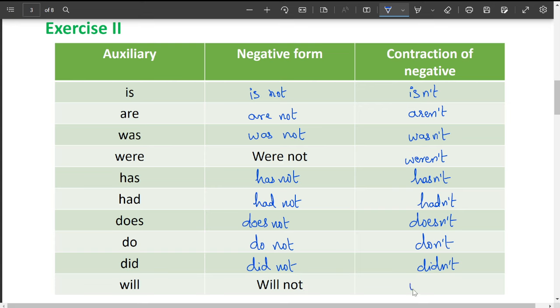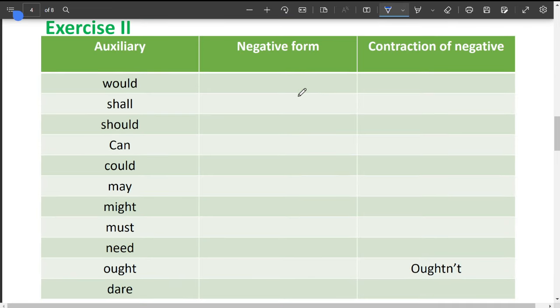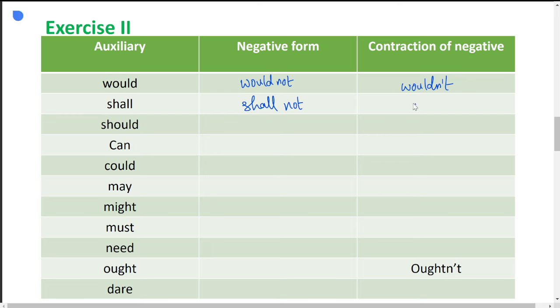Next, will not is already given. This is very important. Will not changes, in the short form, to won't. Okay, very important case. Will not, won't. That is the only different one which we have in English. Next, continuing, would changes to would not. Next, contracted form is wouldn't. Okay, next, shall changes to shall not, and the short form, shan't, can also be pronounced in the same way.